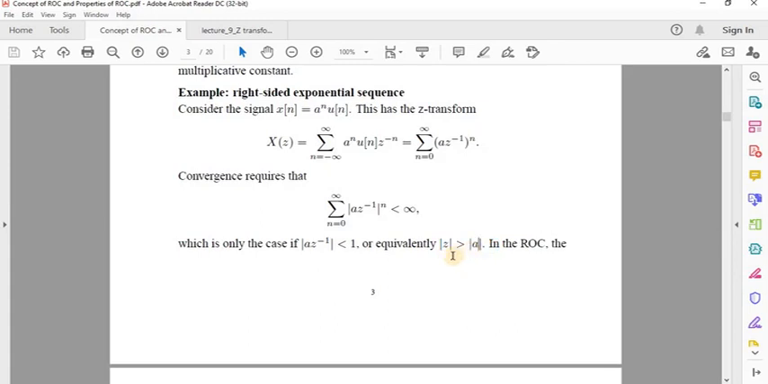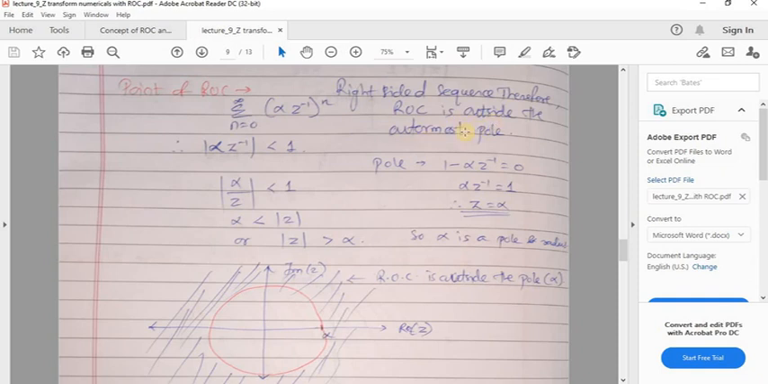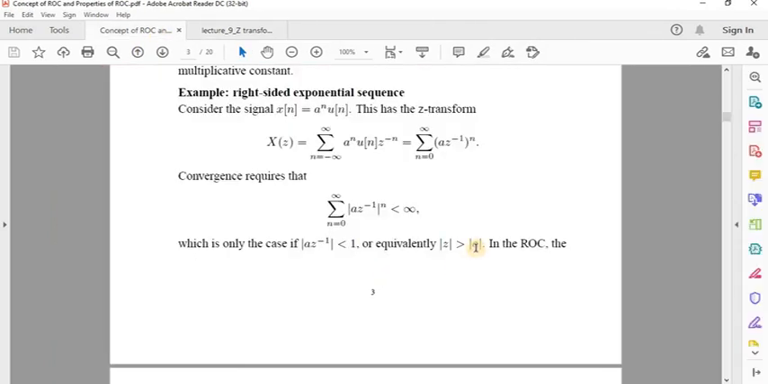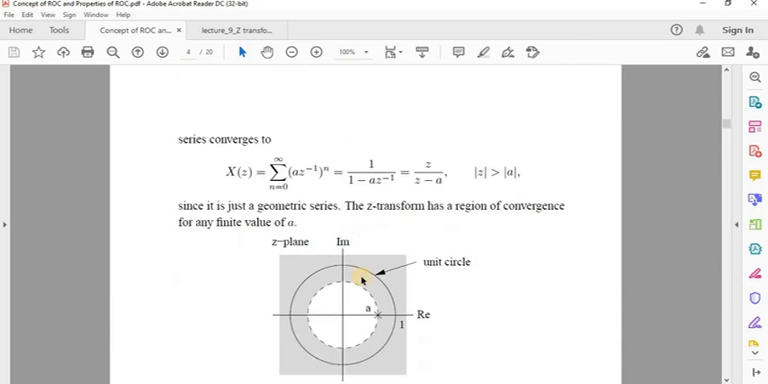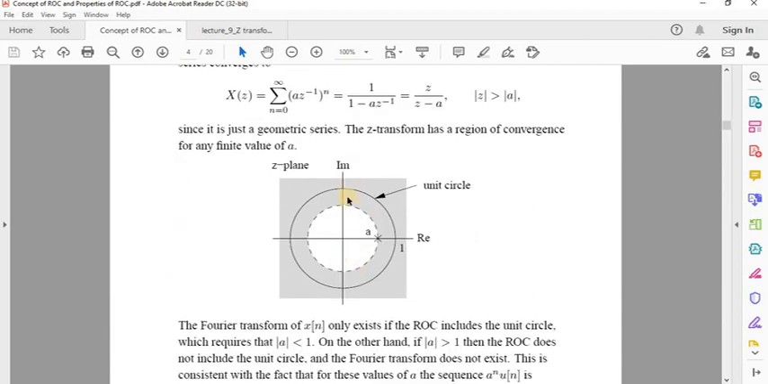So how do we use this? It's a right-handed sequence, and the region of convergence is outside the pole. Here alpha is the pole. If alpha or any other variable is not given, the pole is by default 1. In this case alpha is given, so the pole is A. The region of convergence, ROC, is outside the pole.